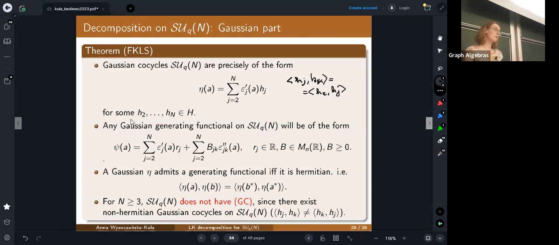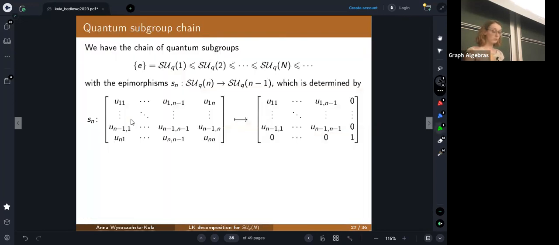Well, still, this does not mean that the Lévy-Khintchine decomposition is not possible, because we can try to see what happens with the non-Gaussian part. And for that, we need to recall that we can look at SUQN's chain, the chain of quantum groups, as a chain of subgroups. So SUQN has as a subgroup SUQN minus one or any smaller dimension, but crucial for us will be this epimorphism from SUQN to SUQN minus one.